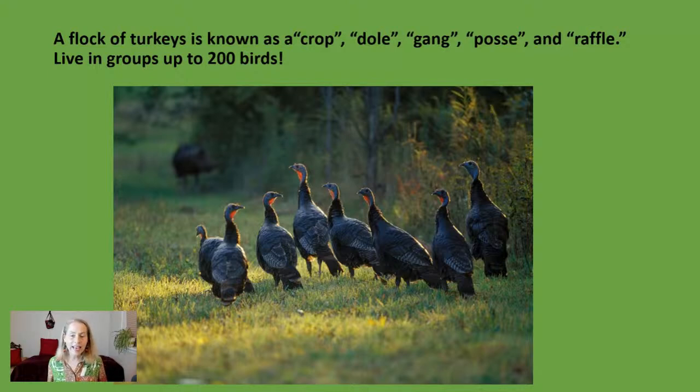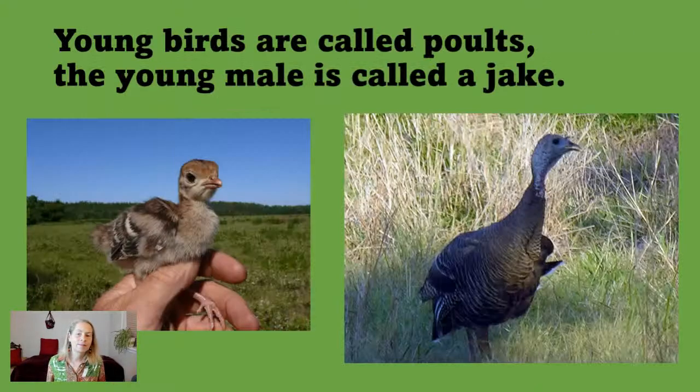And they do have a name for their flocks. Most animals have names for the groups of them, and they can be known as a crop, a dole, a gang, a posse, a raffle. And they do live in groups of up to 200. Young birds are called poults, like the one on the left, and a young male is specifically called a jake.